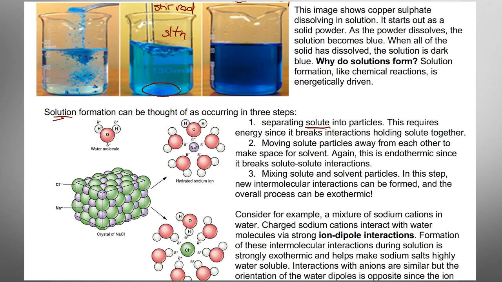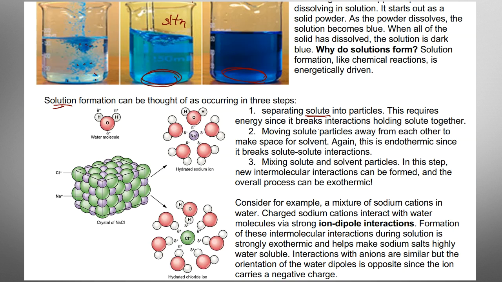And you can still see in this second image, there's some smaller bits of solid that are accumulating in the bottom of the beaker, which by the third image are completely gone. So the first step to solution formation is this breaking apart of solute structures into smaller either molecules or formula units or parts of an ionic structure. This process requires energy because it's basically breaking interactions that already exist between the solute molecules or solute ions.